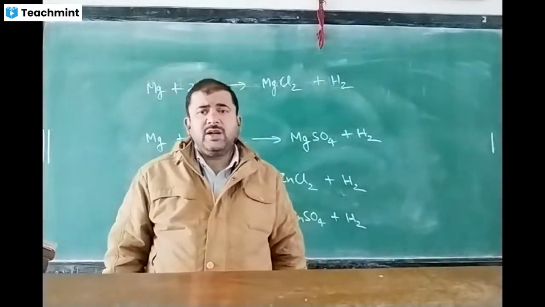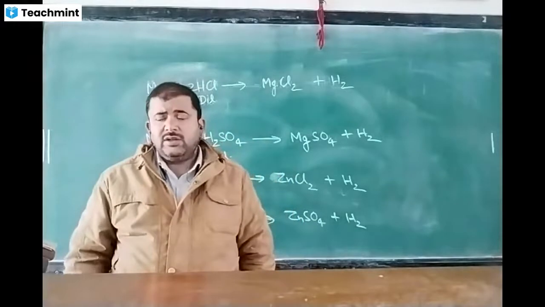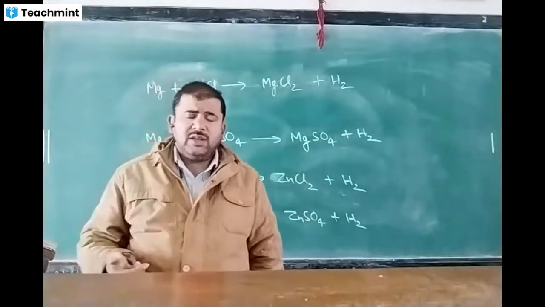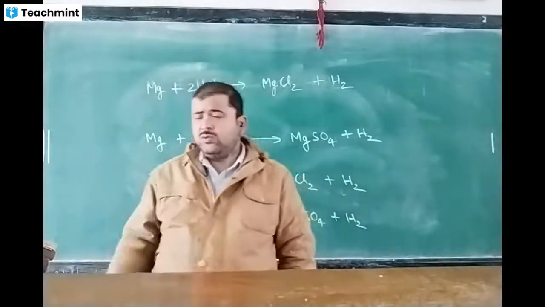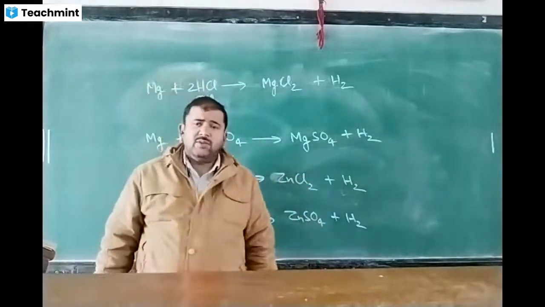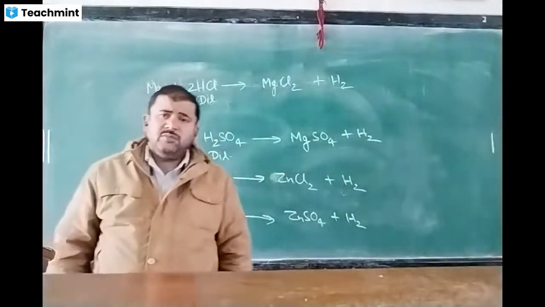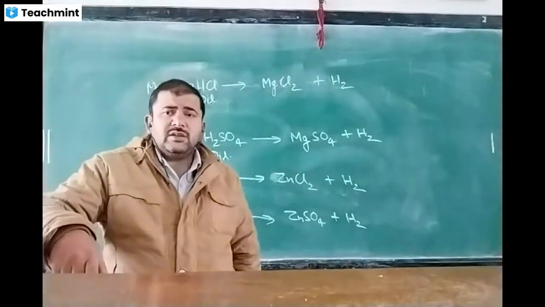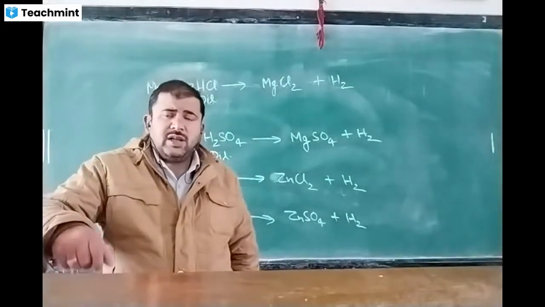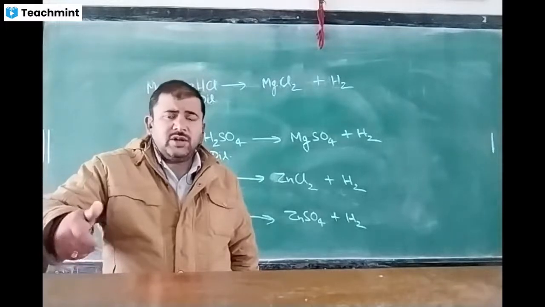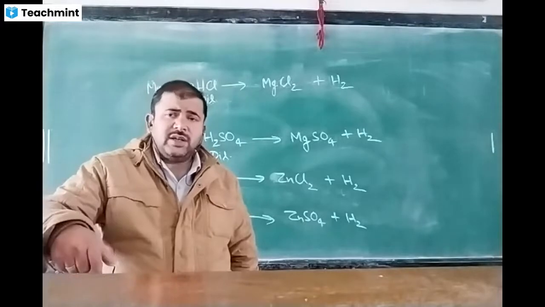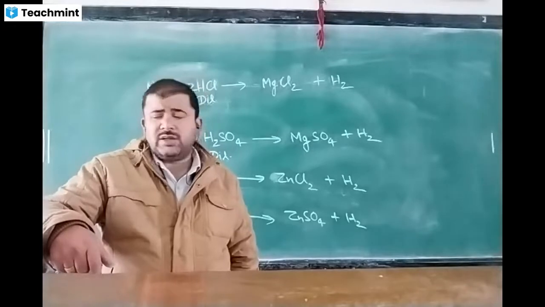This is the drawback of nitric acid, and that's why we take HCl or H2SO4. So here we have to take a mineral acid, HCl or H2SO4. Do not take nitric acid for the preparation of hydrogen with metals and acid. In the exercise there is also one question: why are we not using nitric acid for the preparation of hydrogen with metals? This is the answer: nitric acid is a good oxidizing agent and it oxidizes hydrogen to water.